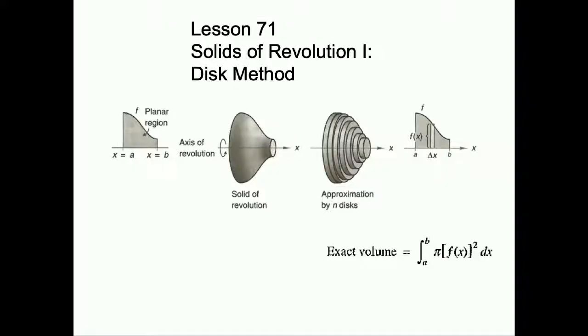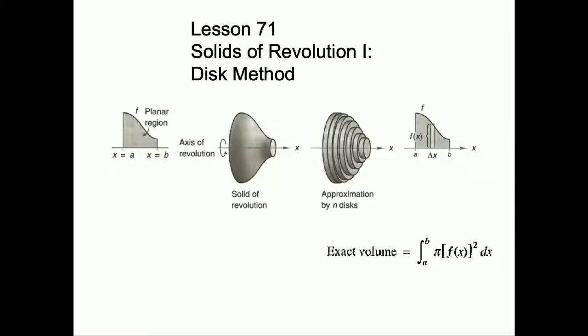Lesson 71 is our first lesson on solids of revolution, and we're going to have a few different lessons on this and a few different methods for actually finding the volume of these solids of revolution. This one is called the disk method. It's the most simple, and we'll take a look at that in this lesson.